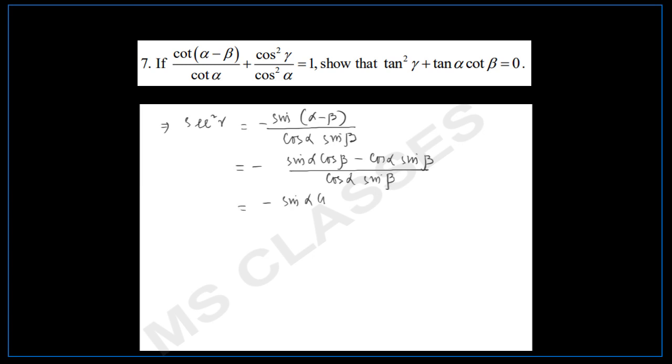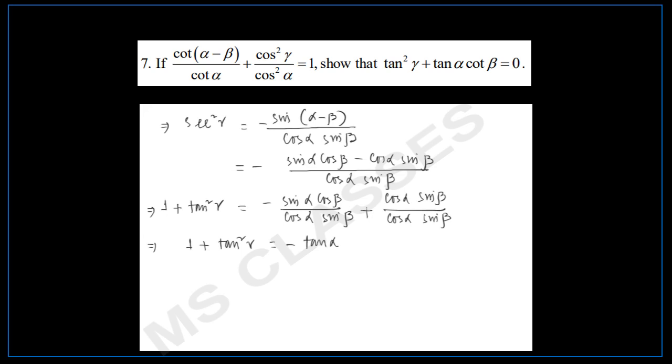Now sin alpha cos beta by cos alpha sin beta, minus into minus plus, cos alpha sin beta by cos alpha sin beta. Now this is what? This is 1. This is what? This is 1. So keep it as 1 only. No problem. Sec square gamma, all of you know, is 1 plus tan square gamma. Okay. Now 1 plus tan square gamma equal, this is minus tan alpha into cot beta plus 1.